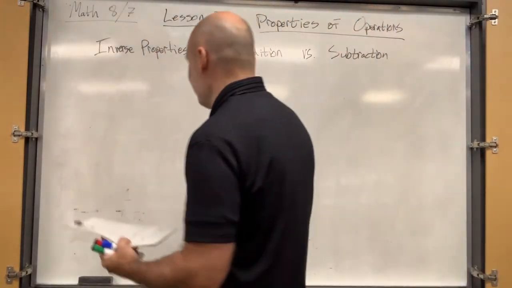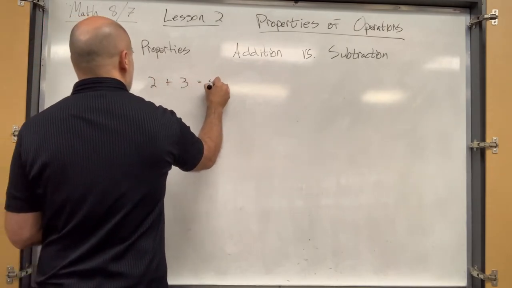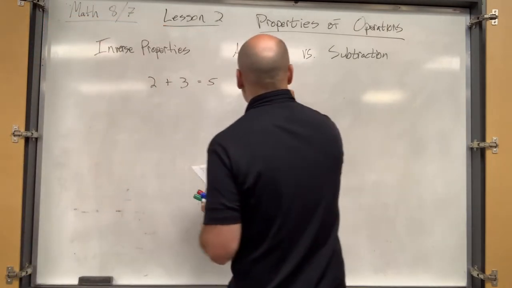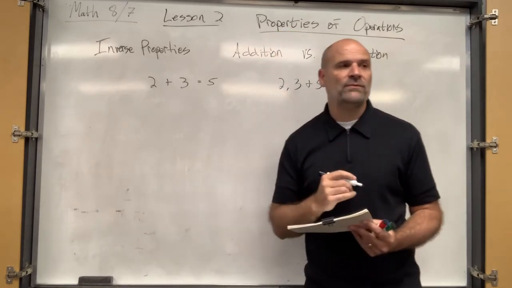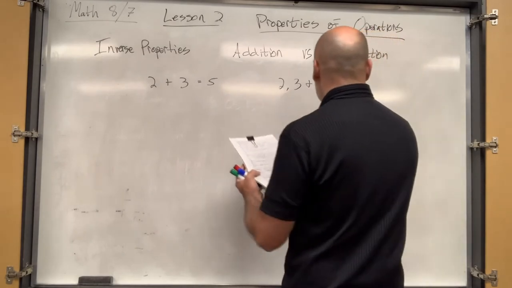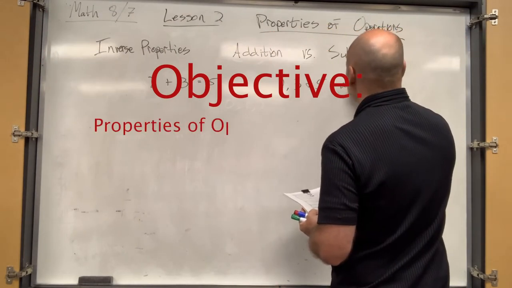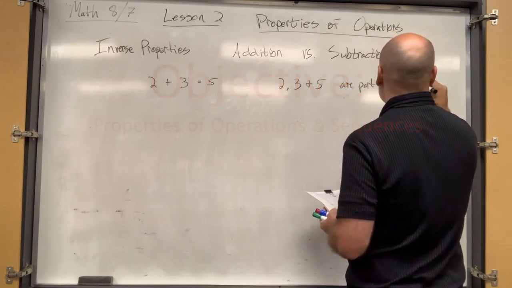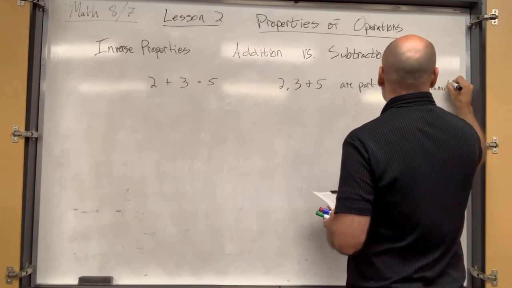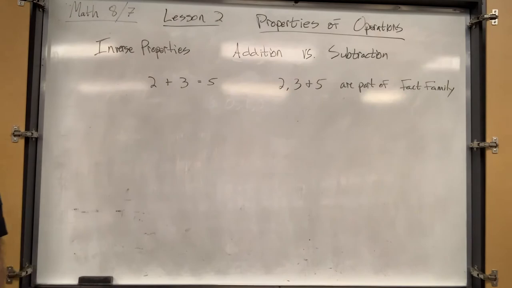So if I had this problem here, 2 plus 3 equals 5, I would say that 2, 3, and 5 are all a part of a happy family, and these are called fact families, okay? Because you can form 4 math problems out of the numbers 2, 3, and 5. What are they? Somebody give me one.